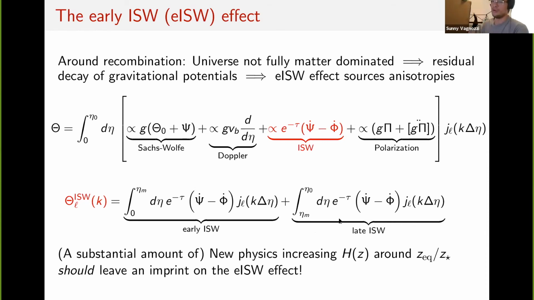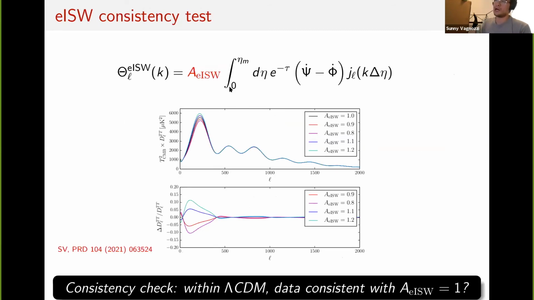Now, my point of view is very simple. If I'm going to put a lot of early dark energy at early times, this is inevitably going to affect the early ISW because it's going to change how your potentials decay. So let me do the most naive thing in the world. Let me take this source term, and let me just do something very stupid. I put an amplitude in front. I call it A_EISW. And I want to test whether this amplitude is consistent with 1. Because if it is, then it's a very good indication that the data is consistent with the lambda CDM prediction for the early ISW amplitude.